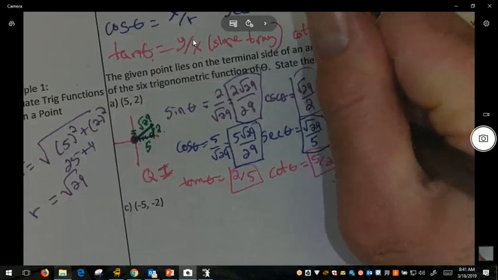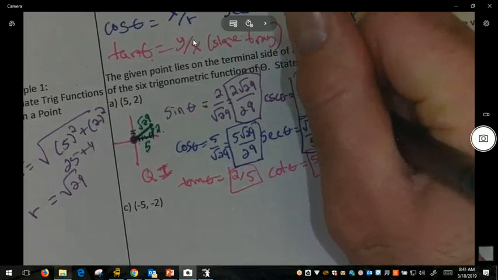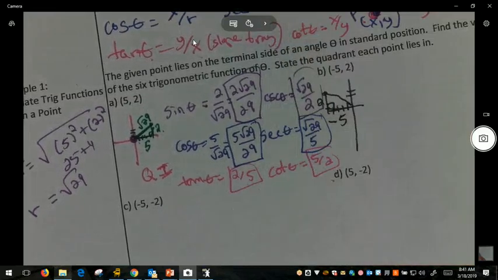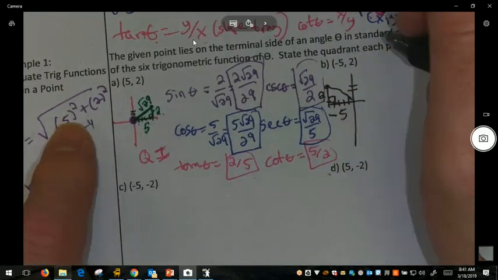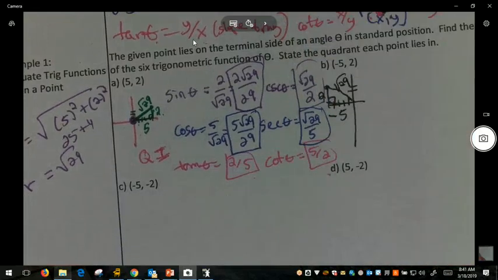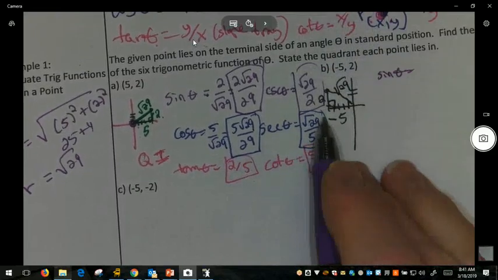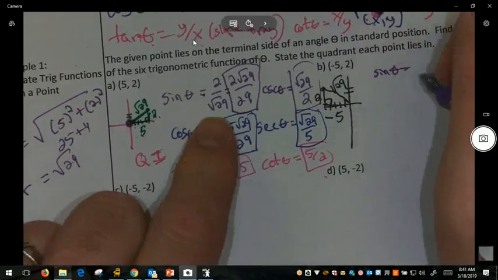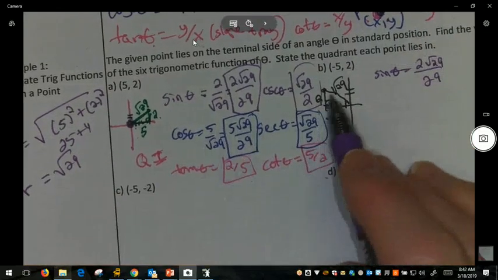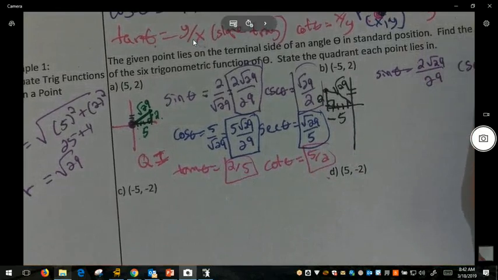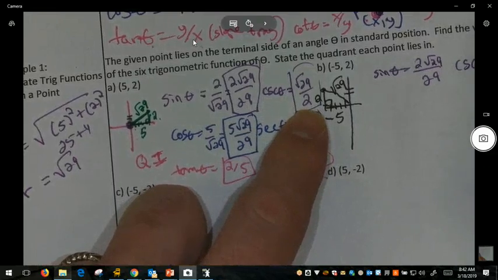This time we're going to go back 1, 2, 3, 4, 5, and up 2. So we've gone up 2, but we've gone left 5. It's very important to put that negative on there when you go left. Our radius is still calculated the same way because negative 5 squared is still positive 25. So square root of 29. The value of sine is opposite over hypotenuse. So again, rationalized, 2 square roots of 29 over 29. Notice it's positive over positive. Cosecant, again, the reciprocal of 2 over square root of 29 is square root of 29 over 2.